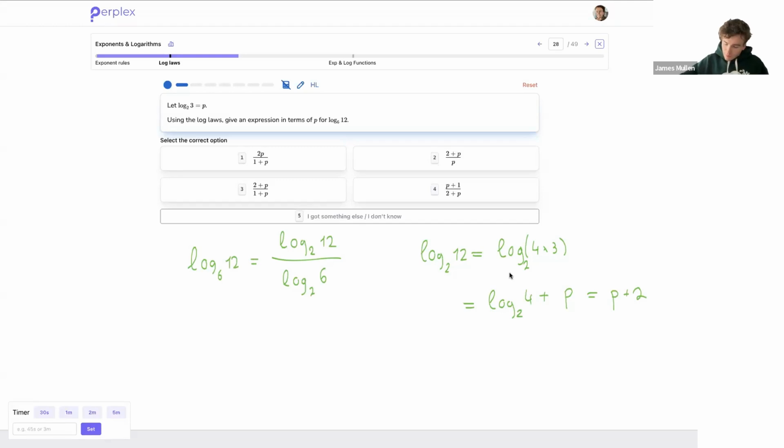And then I can do something similar for log base 2 of 6. That's 2 times 3, so it's going to be log base 2 of 2 plus p is 1 plus p. So the answer is 2 plus p over 1 plus p. That's answer number 3.